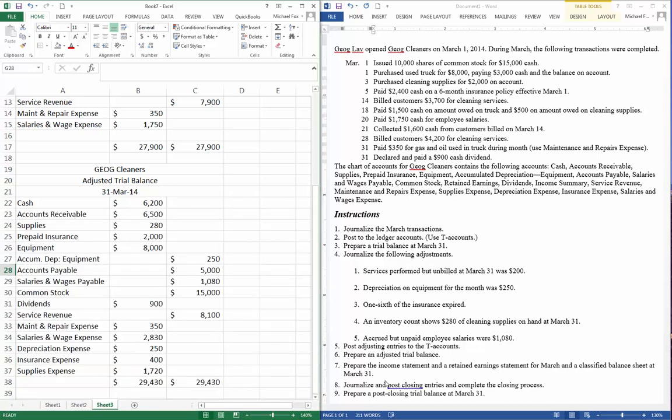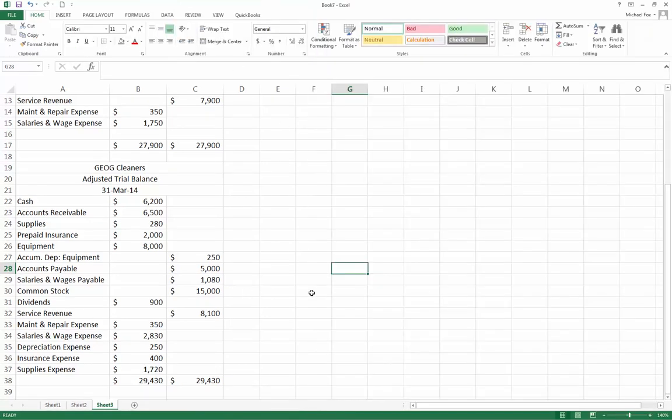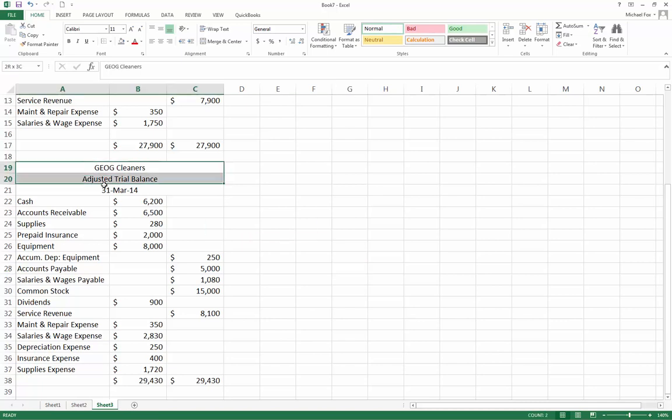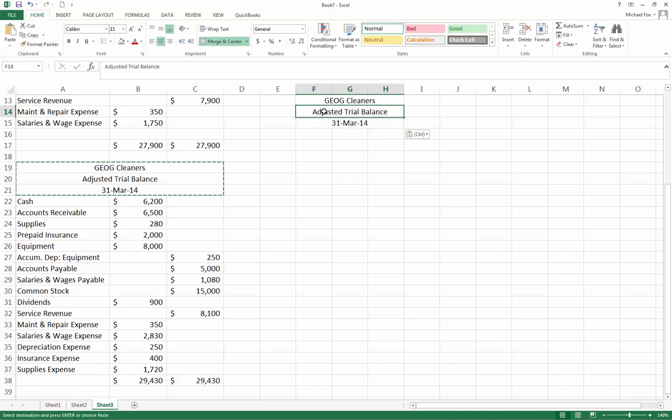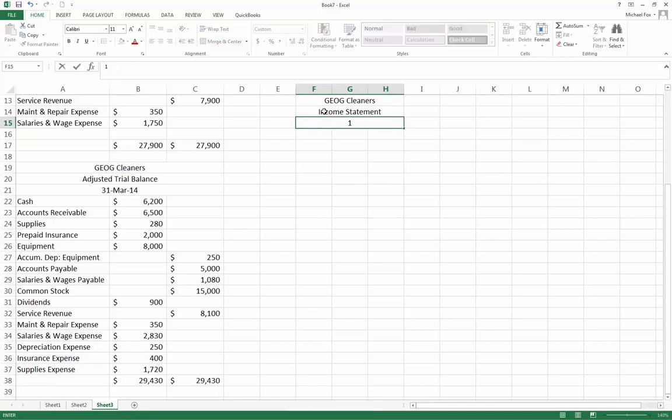All right, so that was 6. We're getting there. Number 7, prepare the income statement and the retained earnings statement for March and the classified balance sheet at March 31st. All right, so this is pretty easy once we have the adjusted trial balance. In fact, I'm going to do it on the same page as the adjusted trial balance just to make our life easy. So to make an income statement, first let me copy this header information over. And we'll call it income statement. Remember, an income statement is for a period, so it's 1 through 31 March 2014.